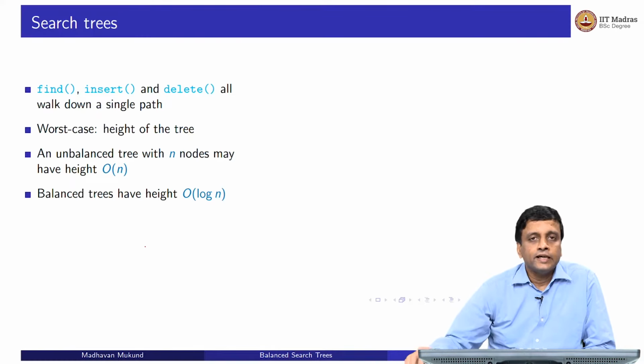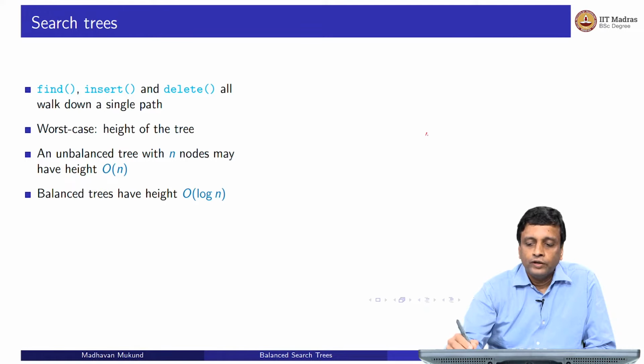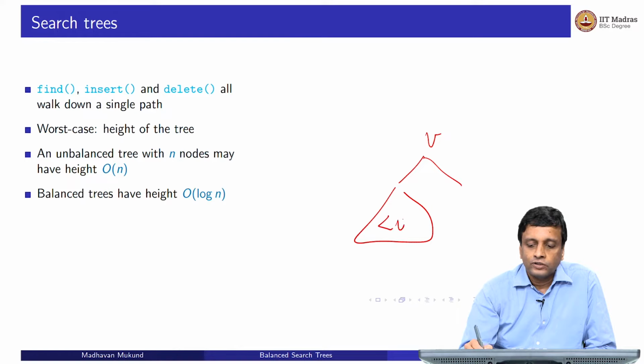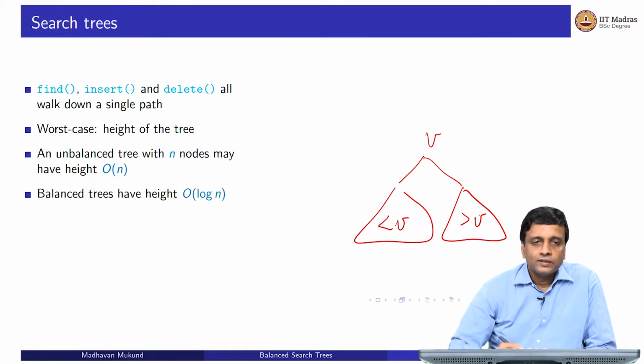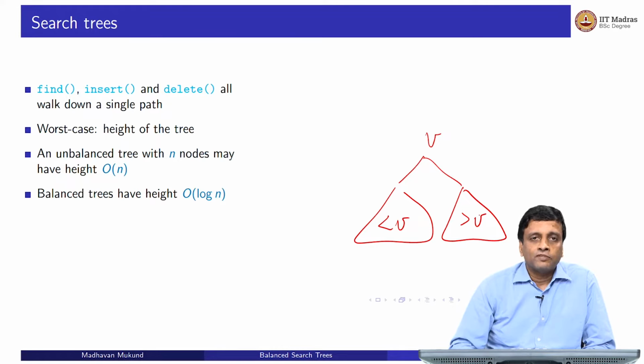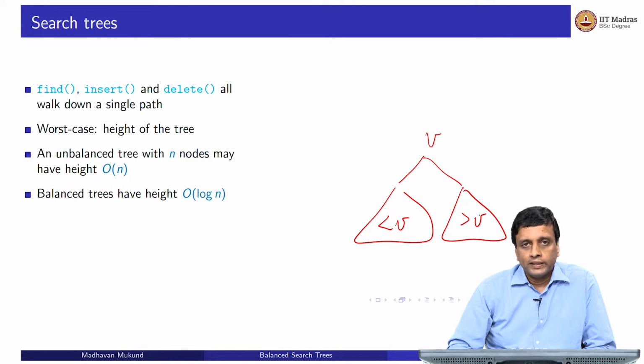So in a search tree, if you remember, at every node you have a value v, and all the values on the left are smaller than v, and all the values on the right are bigger than v. So this tells us how to search for a value. We look at the root node and we can decide whether to go left or right. And remember that in a search tree there are no duplicates.